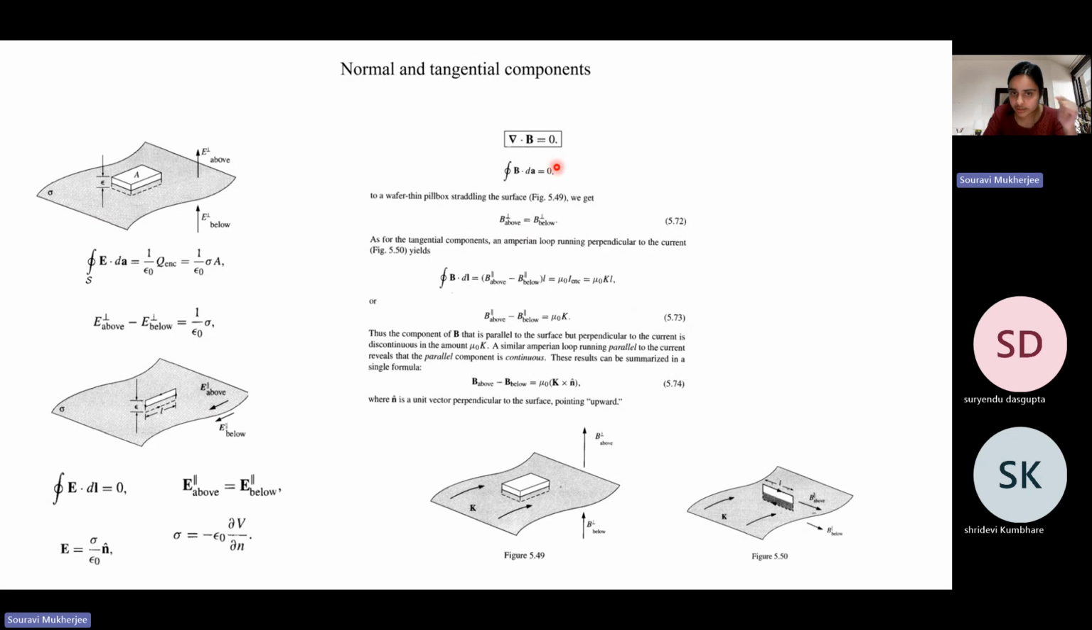While here, because curl of B is not zero, unlike the electrostatic case, if you take a line element, a closed loop, you'll see that the tangential components have a discontinuity, which is given by the surface current that you have. So B above and B below, for any surface having a net current density K, will be given by this relation. The parallel components will have a discontinuity, while the normal components will be continuous.